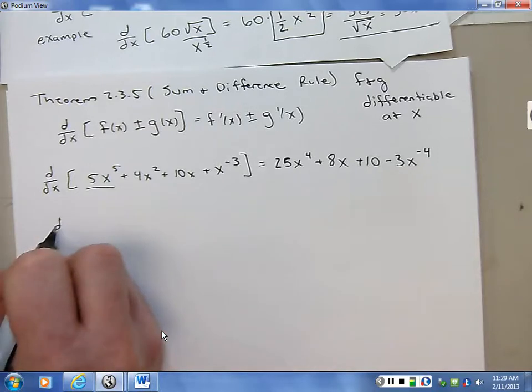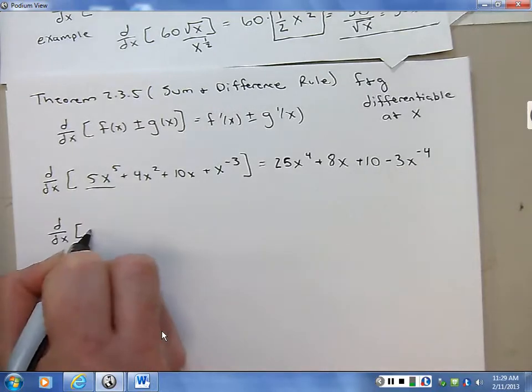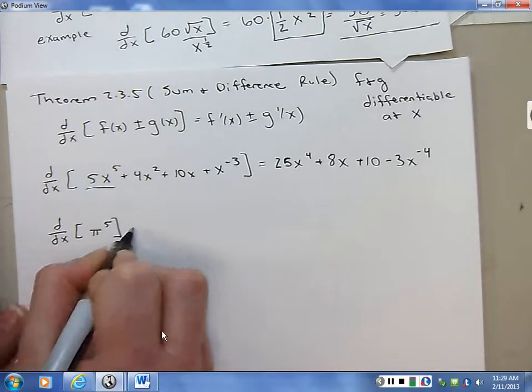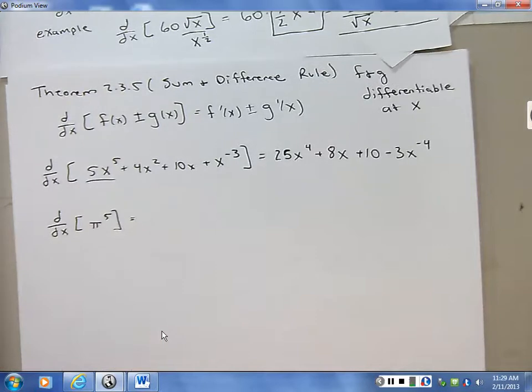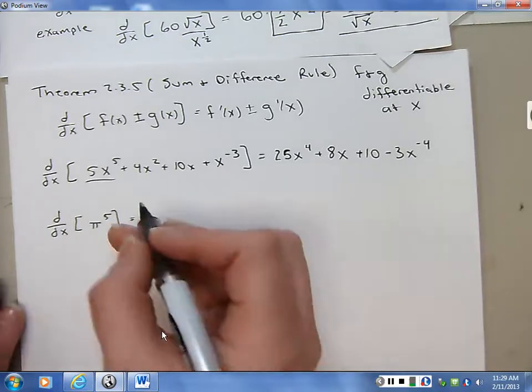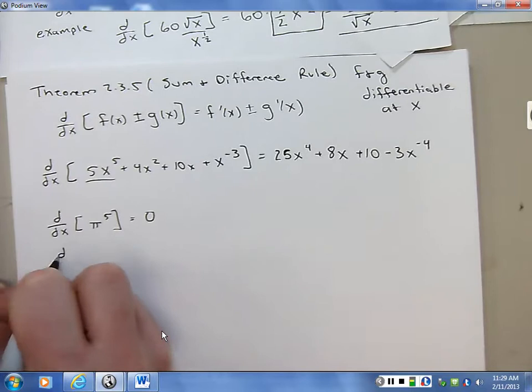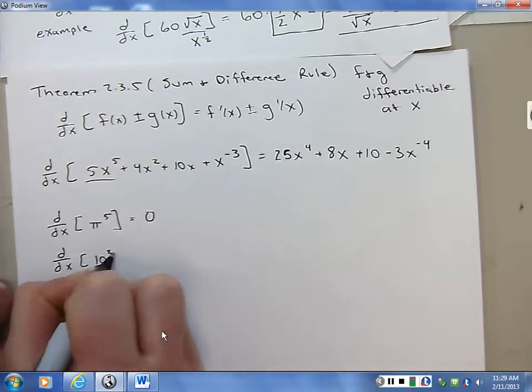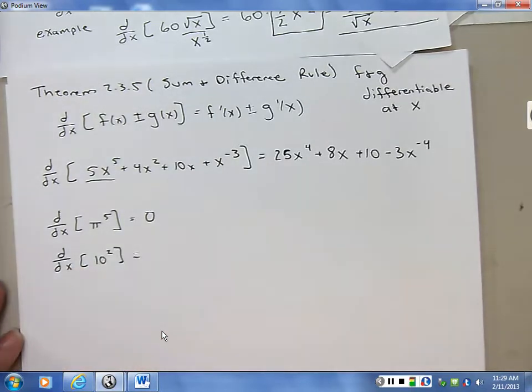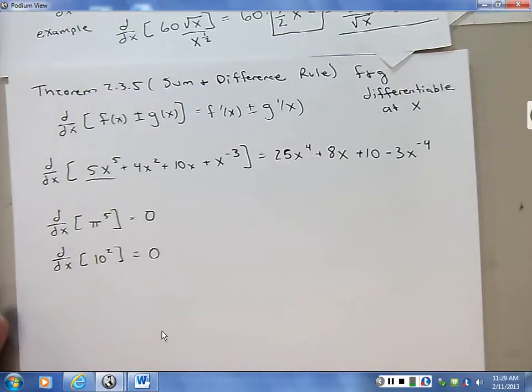So what's the derivative with respect to x of pi to the 5th power? What is pi? Pi is a number, right? A number to the 5th power is just a constant, so this is 0. It's the same thing if I would have said the derivative with respect to x of 10 squared. That's not 2 times 10 to the 1st power. That's 0, right? Because 10 squared is a constant. So don't get caught up on doing it so much. I always give this pi to the 5th.